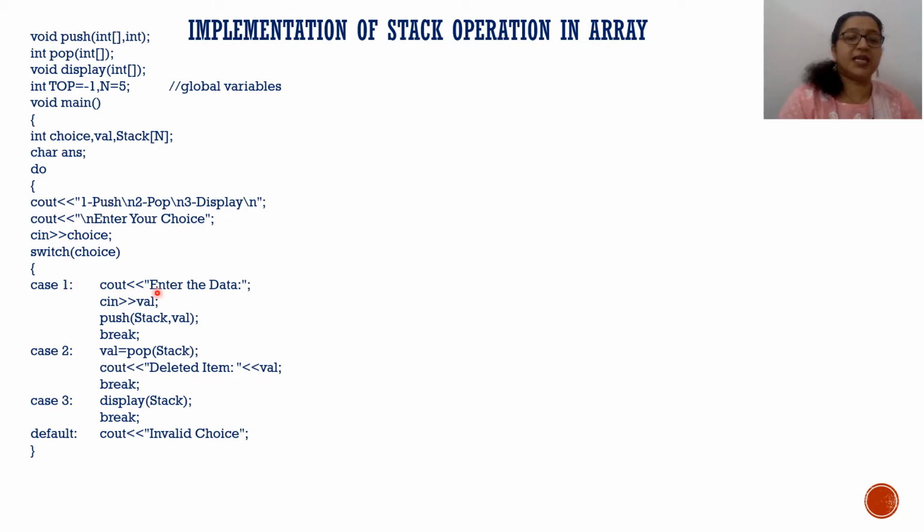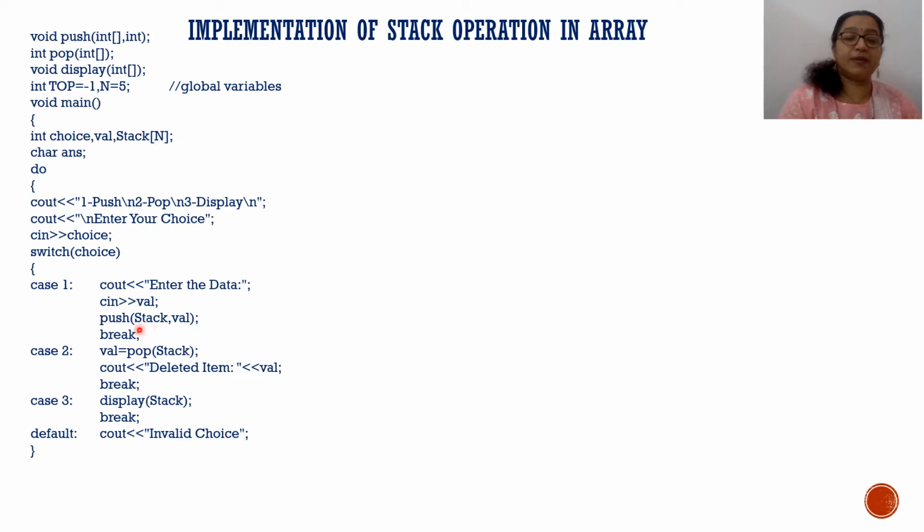So what steps are needed for that case? Enter the data. Push means what? We are inserting a data, is it? So we need a data there. So we are giving the prompt to the user for entering the data. So enter the data, cin val. So val, this variable is declared here. Okay. cin val. So we'll get a value in that val variable.